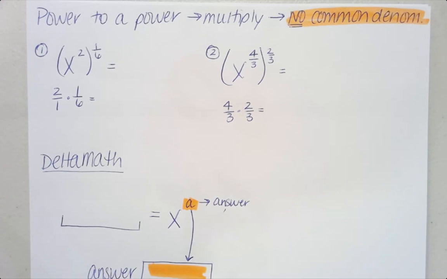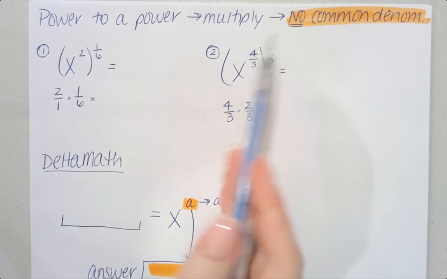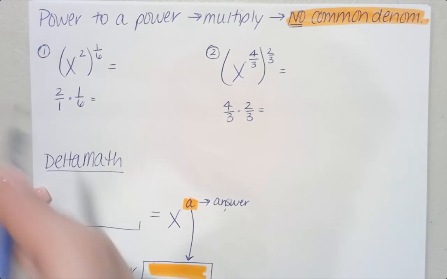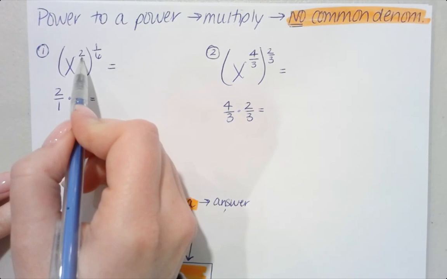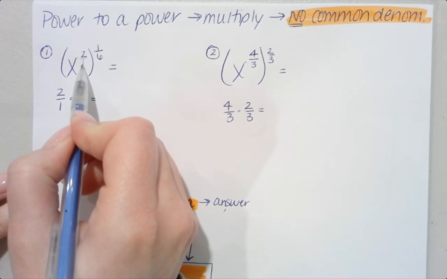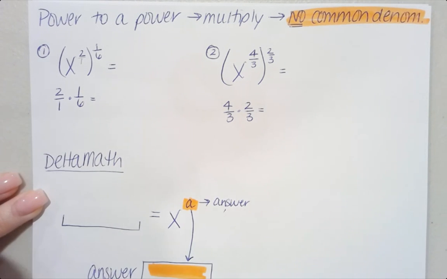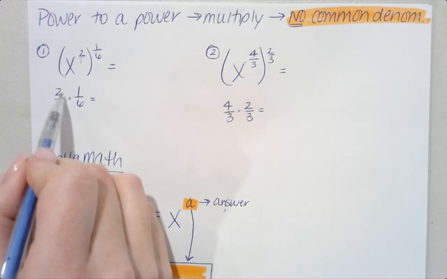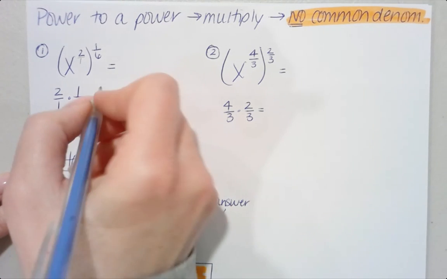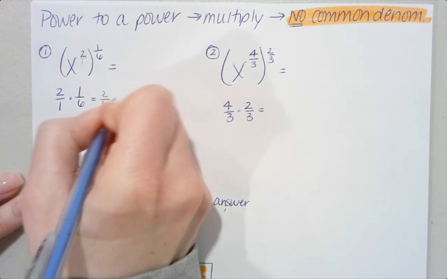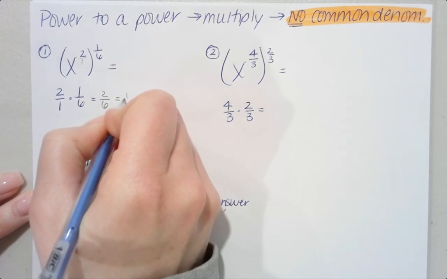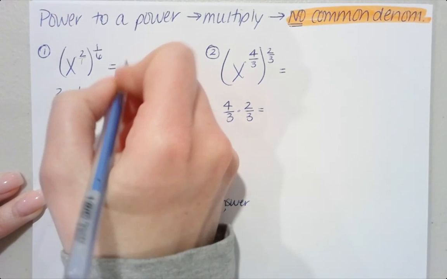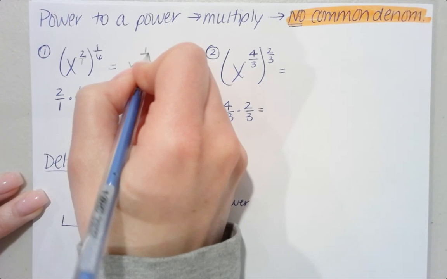Power to a power means you multiply, and in this situation, you do not need common denominators to multiply fractions. So again, I like to put whole numbers over 1 so that it's a fraction times another fraction, so my eyes are not playing a trick on me. You can multiply straight across, you can cross simplify, whatever is easiest for you guys. Just make sure by the end we all simplify and we all end up with the same answer. In this case, we are going to get x to the 1/3.